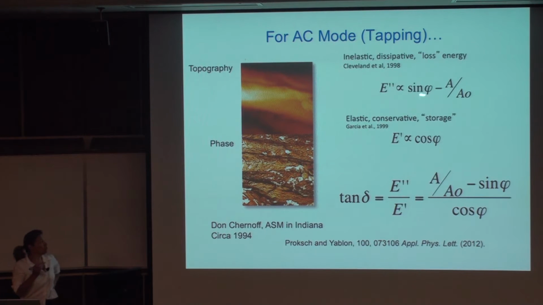However, as soon as you start doing AFM, this is relatively simple. When you do tapping mode with an AFM, you have a free amplitude of the oscillation before the tip is engaged on the surface. And that's the amplitude of the oscillation when the tip is engaged on the surface. So with this simple equation, you have access to the loss energy. And the storage energy here is directly proportional to the cosine of the phase.